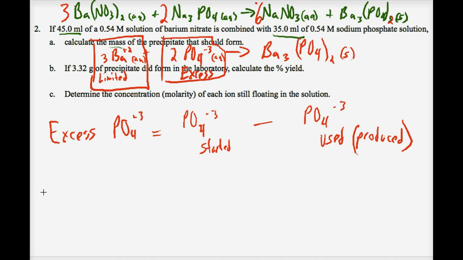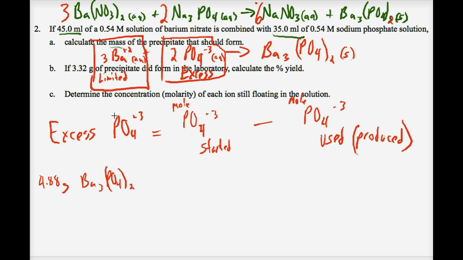If you remember, we had 4.88 grams of barium phosphate produced. Okay, so to find out how many, we can use any unit for this, okay, grams or molarity or moles. We want molarity, but I think it's easier to stay in moles.